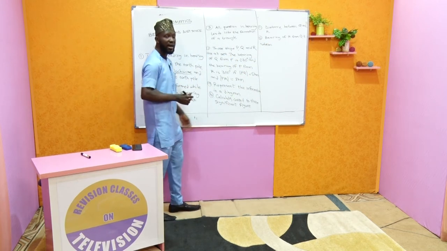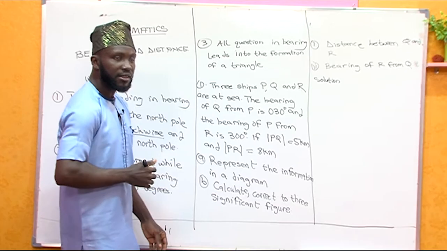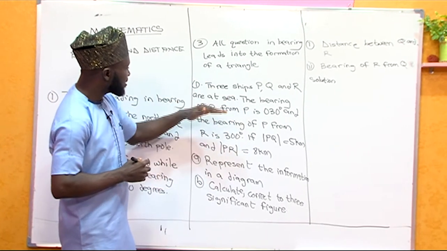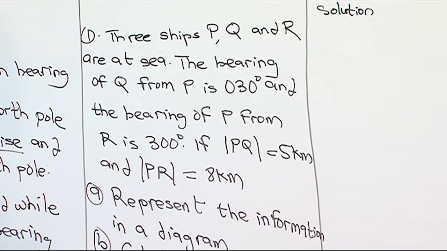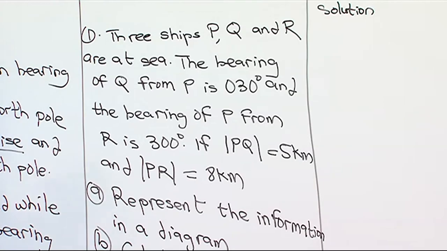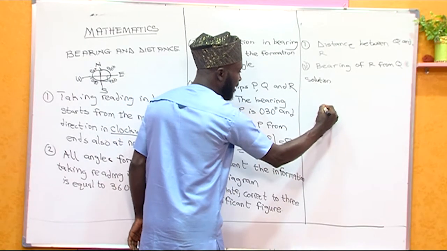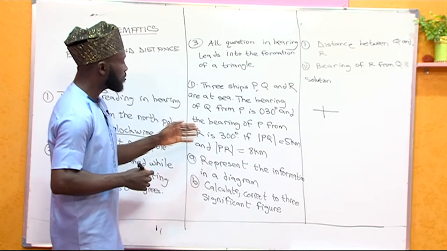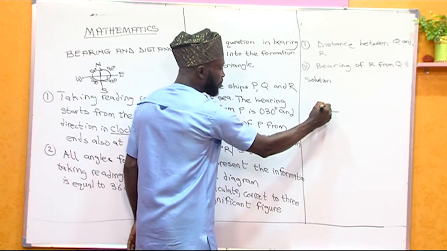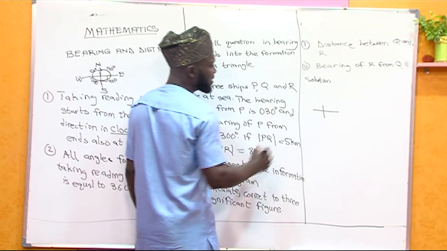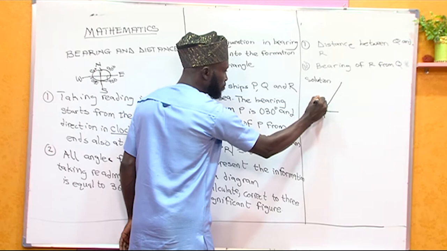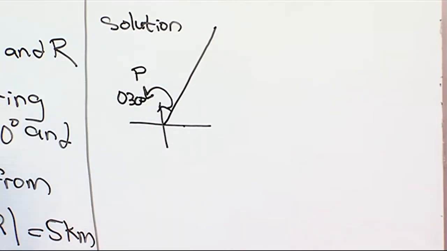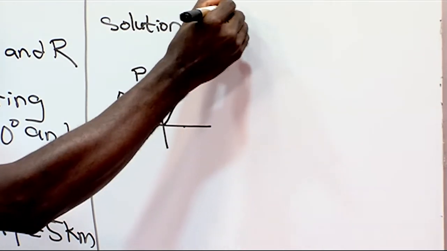For the first one, which is A, we are asked to represent the information given to us in a diagram. The first thing we need to do is interpret the first statement. We are told that ships P and Q are at sea. Fine. Now, they went further and told us that the bearing of Q from P is 30 degrees. So the first thing I need to do is draw my cardinal points. If from this point to this point is 90 degrees, definitely my 30 degrees will be along this line. This angle is going to be 30 degrees, which represents my P. Because they said of Q from P, then this is going to be my Q.